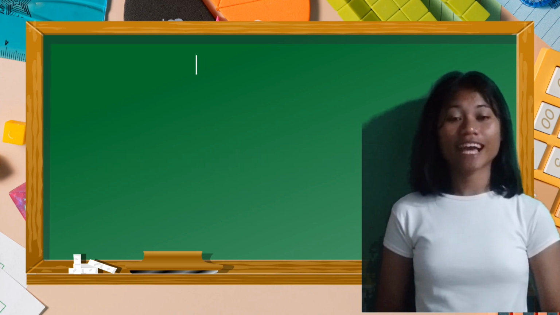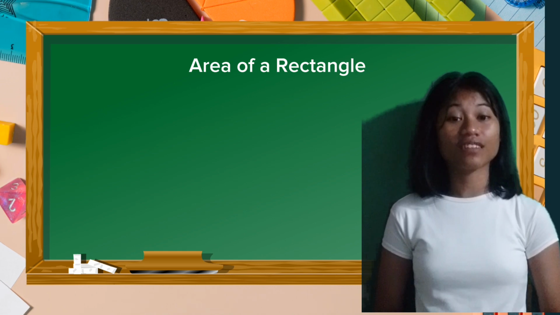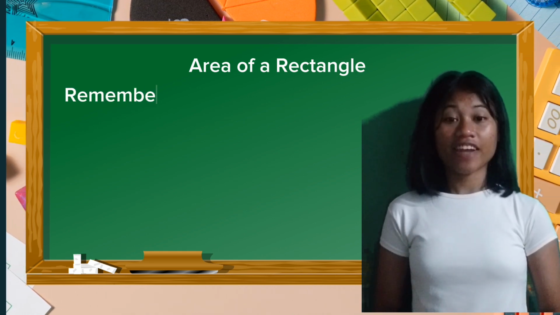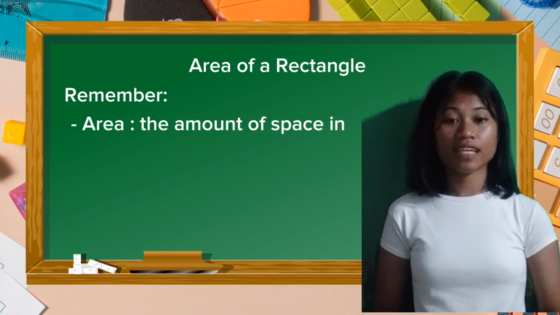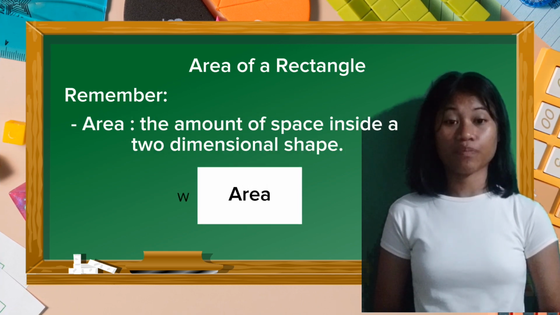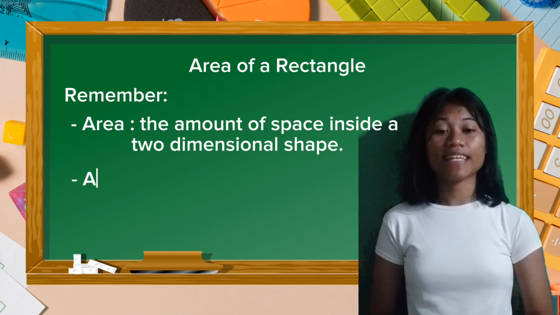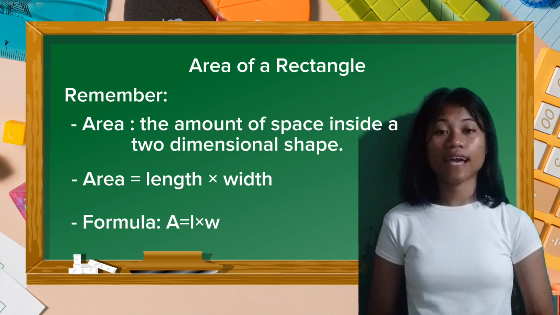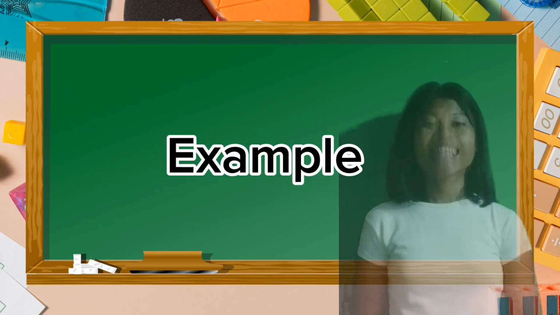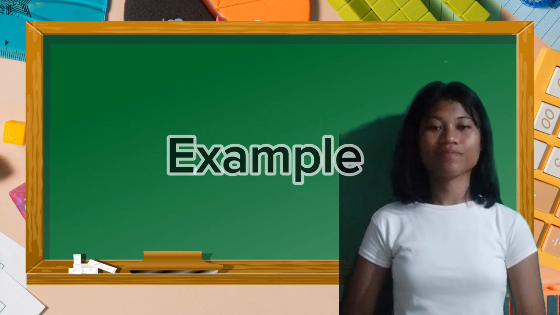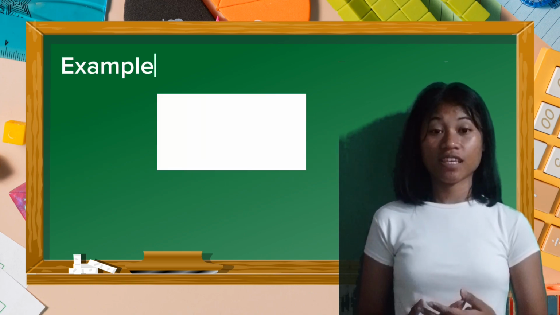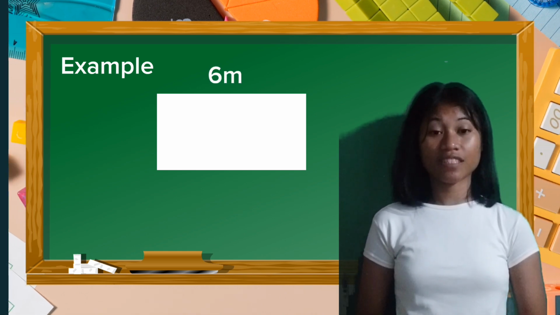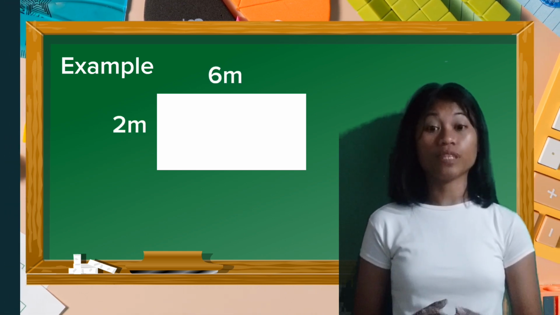Today, we're going to learn how to calculate the area of a rectangle through some interactive practice. Remember, the area is the amount of space inside a two-dimensional shape. We find it by multiplying the length by its width. The formula is A equals L times W. Let's start with an example together. Try to imagine a rectangle on the board with a length of 6 meters and a width of 2 meters.